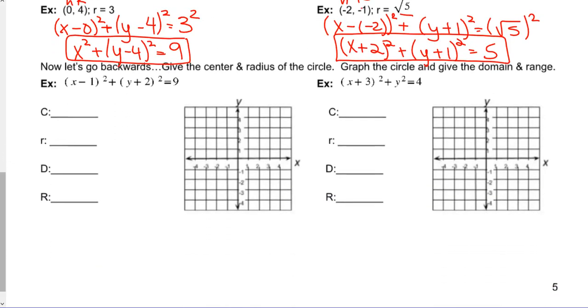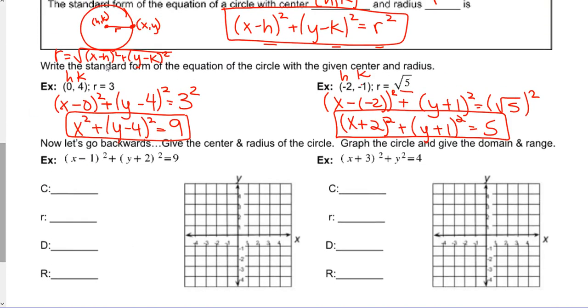Let's kind of go backwards in a sense, where I give you an equation. Can you actually tell me the center, the radius, and also graph it? After you graph it, it's much easier to then find the domain and the range, okay? So the biggest thing to remember is, in the general formula up here, what you are looking at has an original minus there. So it kind of goes back to the idea when we were working with transformations.